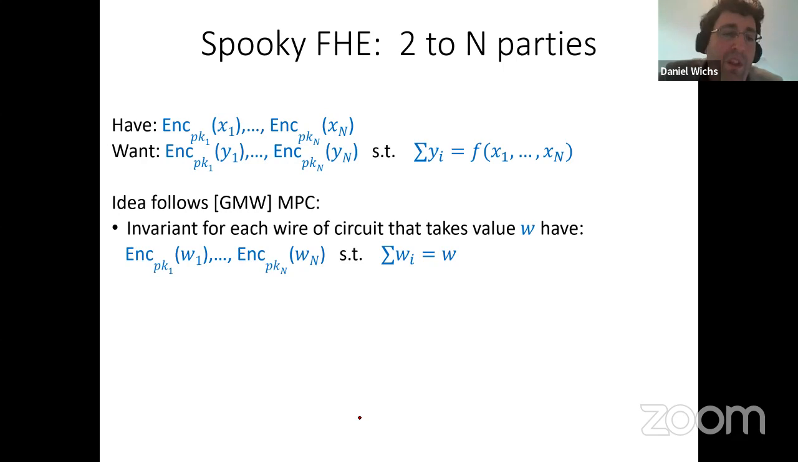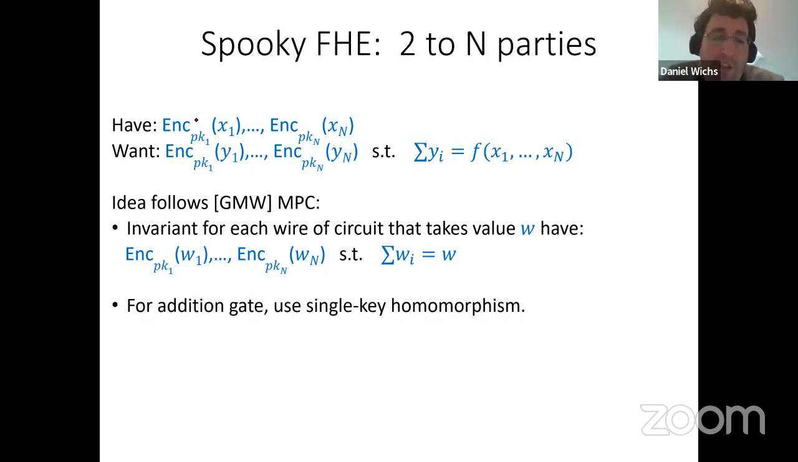We're going to start with an invariant where for each wire in the circuit, I have encryptions of some values w, which are the secret shares of the values that go across the circuit. So it's like GMW except under encryption. This invariant can be satisfied for the inputs because I just have an encryption under public key i of the input xi, so I can encrypt zeros for all the other parties, and I have encryptions of a bunch of values that sum up to the input x. And we're going to show how to preserve this invariant.